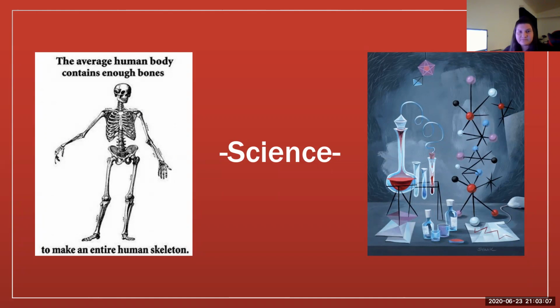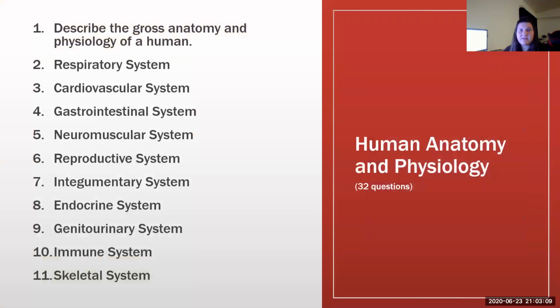So moving on. Again, human A&P, 32 questions. Describe the gross anatomy and physiology of the human. We have to know the respiratory, cardiovascular, gastrointestinal, neuromuscular, reproductive, integumentary, endocrine, genitourinary, immune, and skeletal systems. That seems like a lot. Hopefully we can get through this pretty quickly.